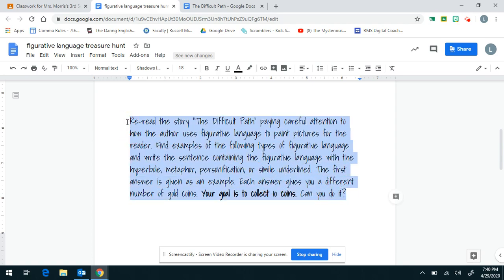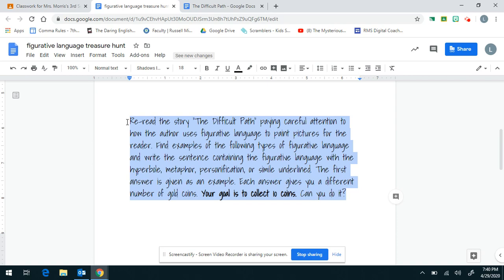Reread the story, The Difficult Path, paying very careful attention to how the author uses figurative language to paint pictures. You can do this by listening to the YouTube video that I linked for you, or you can do it by rereading the story itself on the Google Docs. You're going to be finding examples of the following types of figurative language, and you're going to write the sentence containing the figurative language with the hyperbole, metaphor, personification, or simile underlined. The first answer is given to you as an example.